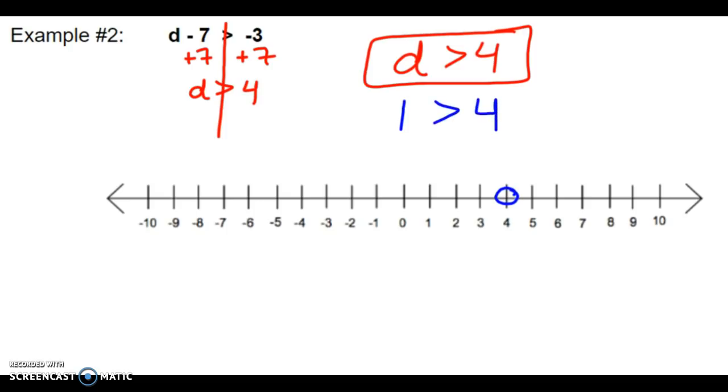Is 1 greater than 4? Is that a true statement or is that a false statement? Well, that's not true. So I don't want to go towards 1 on my number line. I'm going to bring my graph in the opposite direction. So if it's a false statement, we go away from that number. If it's a true statement, we go towards that number.